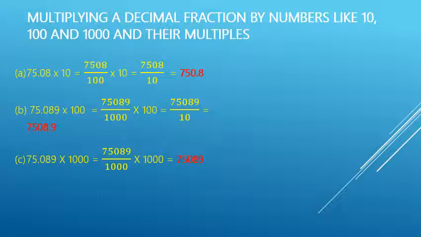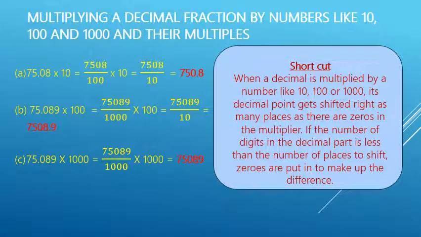But children, there is a shortcut method to it. And what is that shortcut method? Let's see. When a decimal is multiplied by numbers like 10, 100 or 1000, its decimal point gets shifted right as many places as there are zeros in the multiplier. If the number of digits in the decimal part is less than the number of places to shift, zeros are put in to make up the difference.